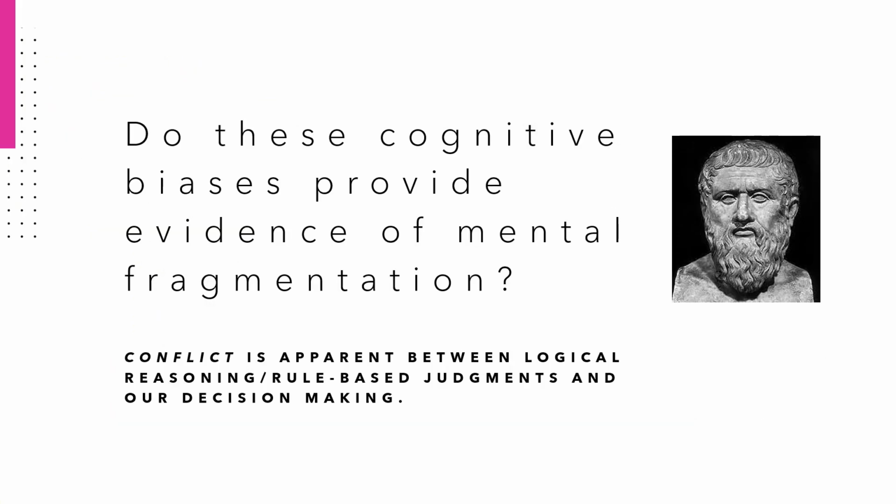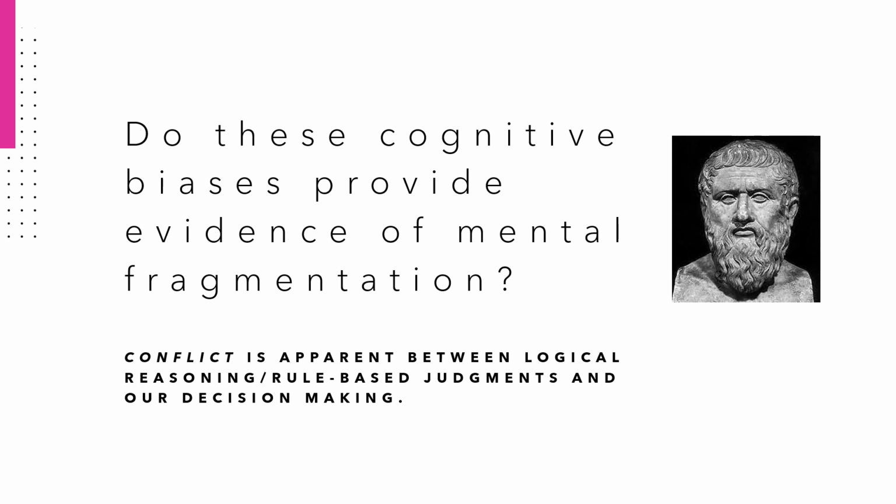So the question here is, do these cognitive biases provide evidence of mental fragmentation or mental conflict? Conflict seems apparent between logical reasoning and rule-based judgments. We've seen that in the arguments we've looked at, the conjunction fallacy and belief bias, and our decision-making. So our decision-making seems to stray from these logical rule-based judgments. Does that suggest that there is a kind of conflict, a kind of fragmentation?